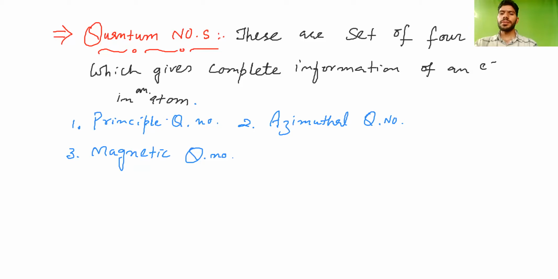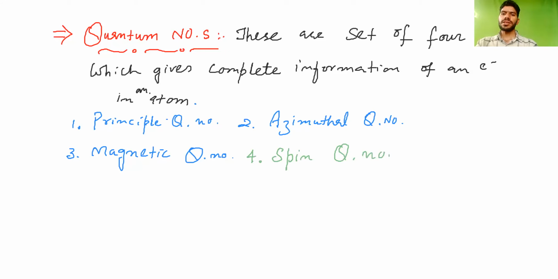But the fourth quantum number is not obtained from the solution of the Schrodinger wave equation. It was separately given by another scientist, known as Goudsmit. We will see it in detail. That is known as the spin quantum number. So let us discuss one by one.